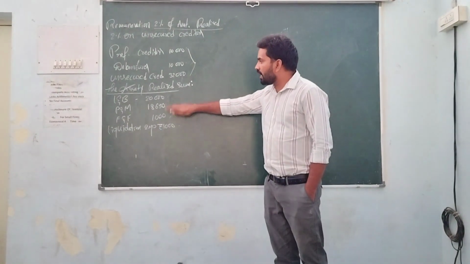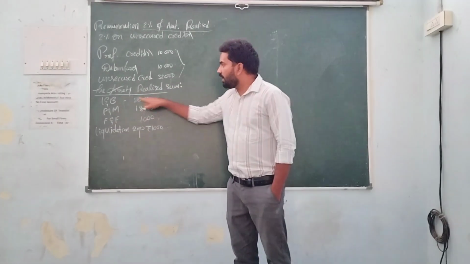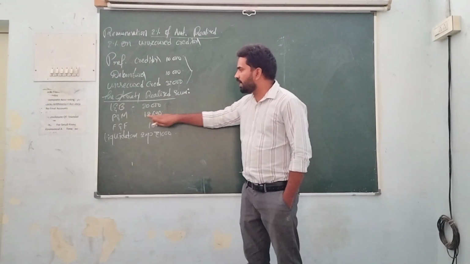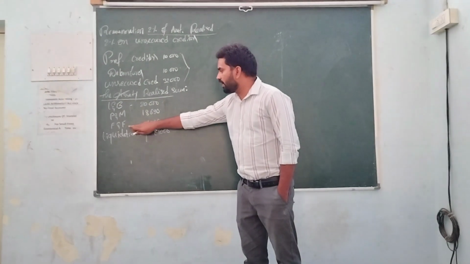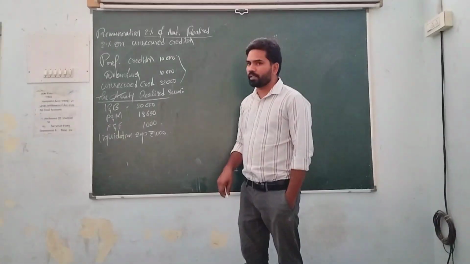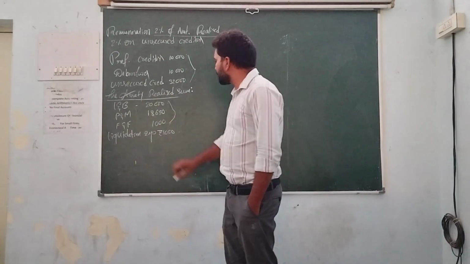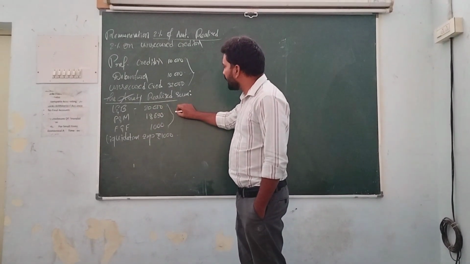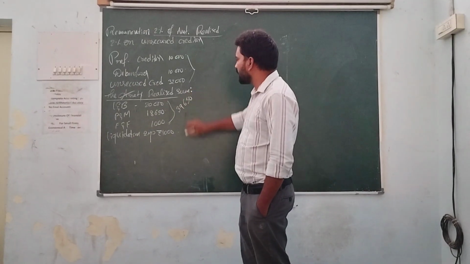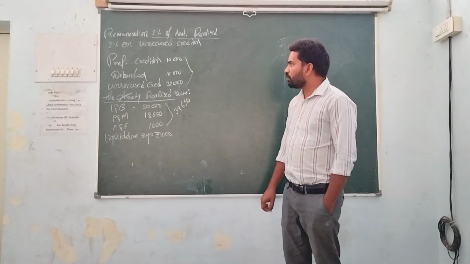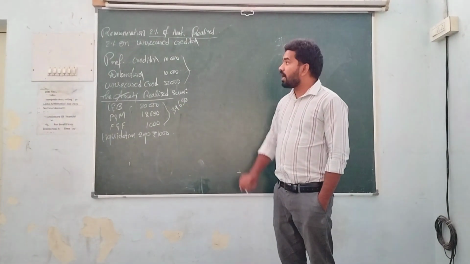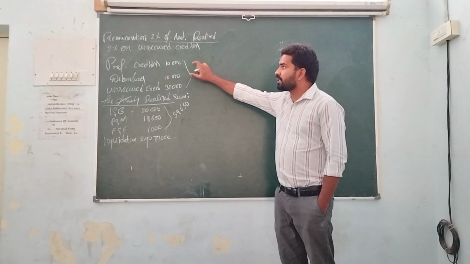The liquidator sold land and building worth 20,000, plant and machinery worth 18,650, furniture and fittings worth 1,000 rupees. So the total value of assets is 39,650 rupees. This amount is used to pay back the debts.